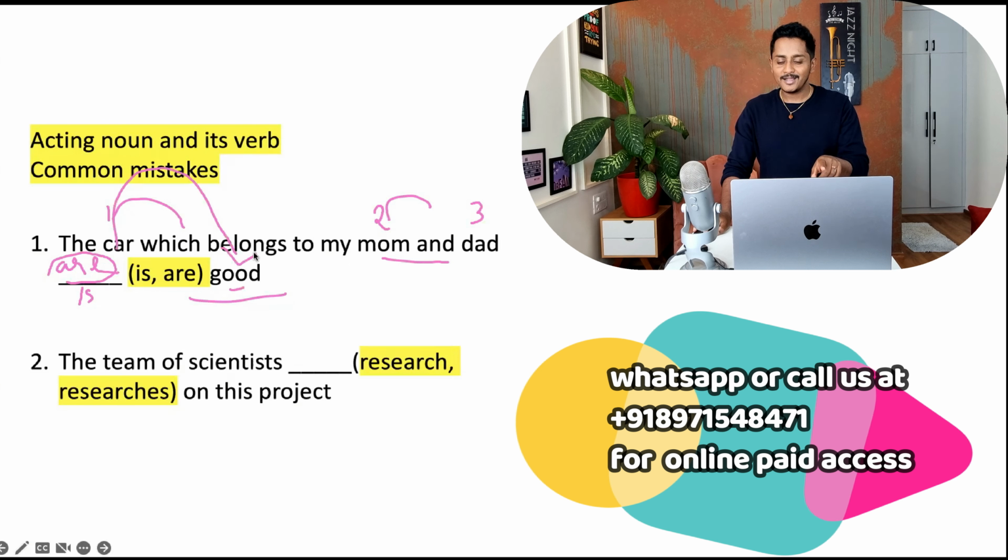The acting noun is the car. Now you see the car. Car is singular. See here, he is. The car is. It's not are.